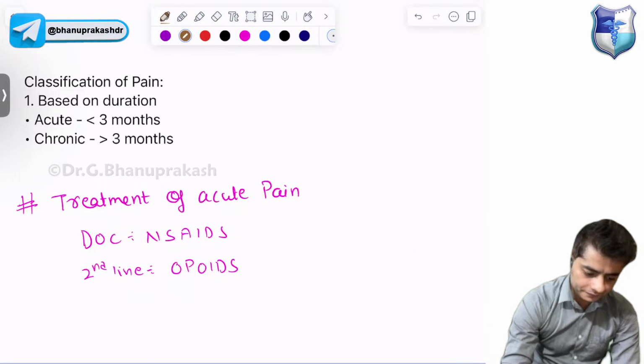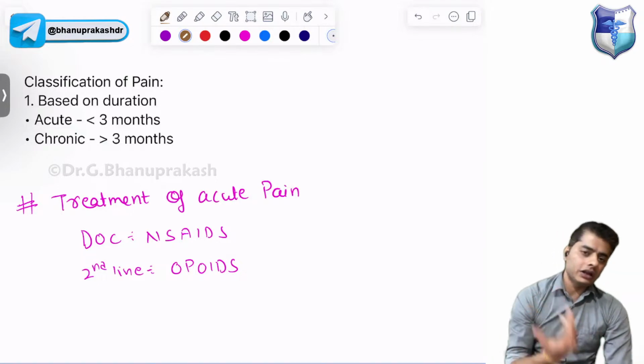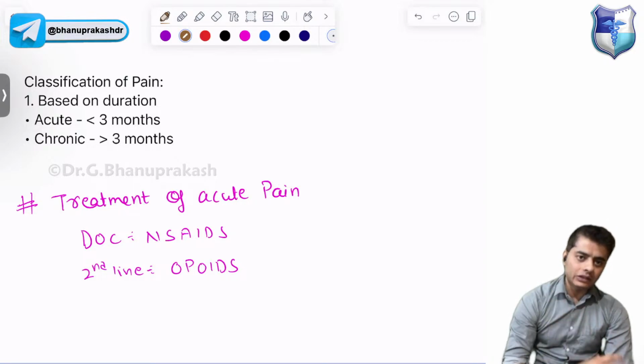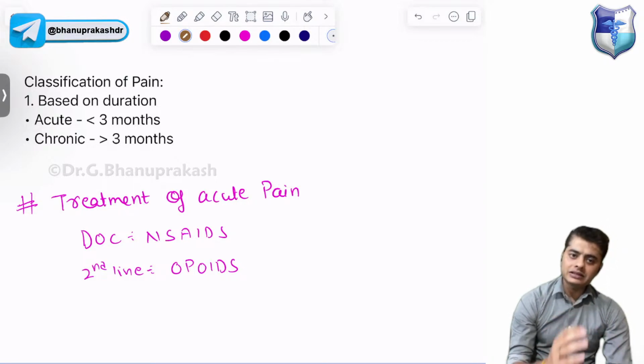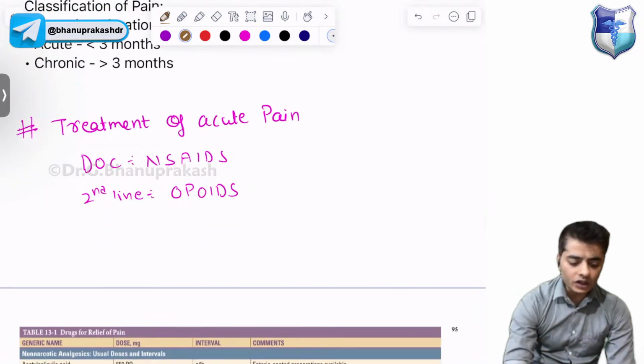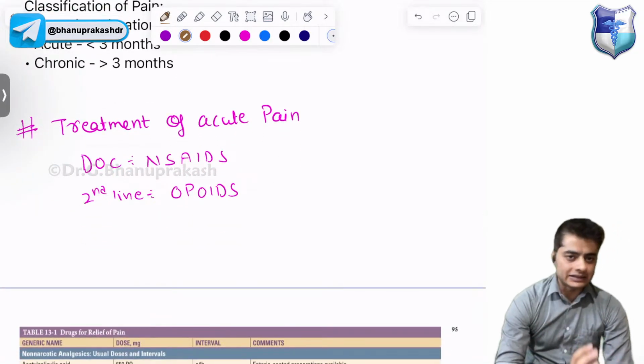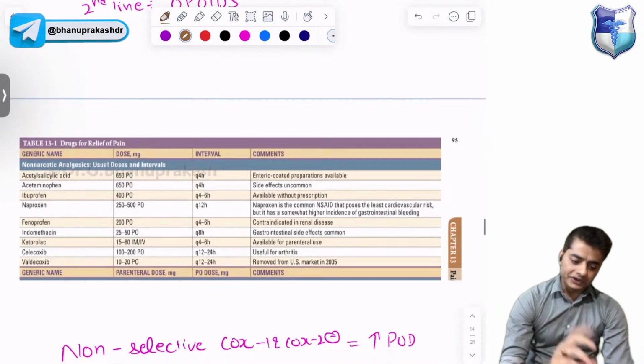Now we will come to classification of pain. Pain is classified on an acute and chronic basis. There is so much guidance on whether it is acute or chronic, but generally, in our current practice we say that acute pain is less than 3 months and chronic pain is greater than 3 months. Treatment of acute pain: for acute pain, the drug of choice is always NSAIDs, and the second line option is opioids.